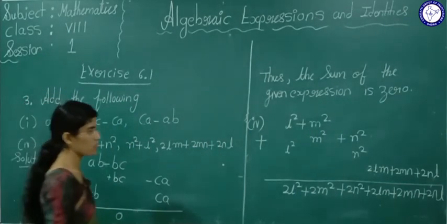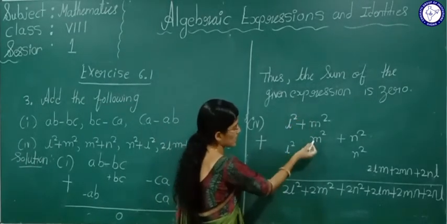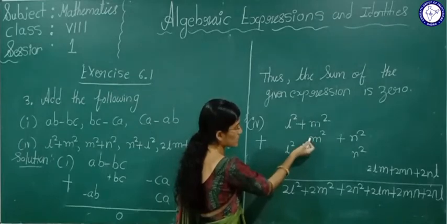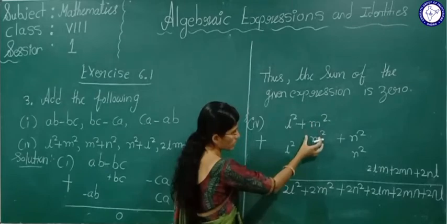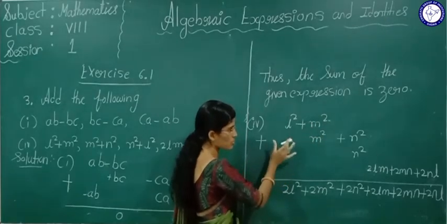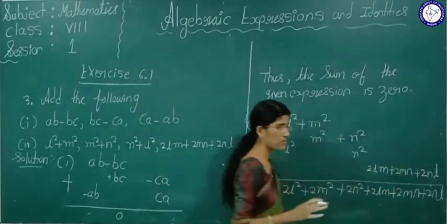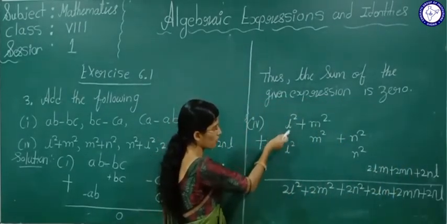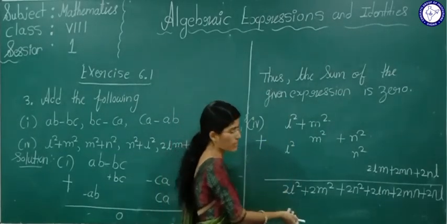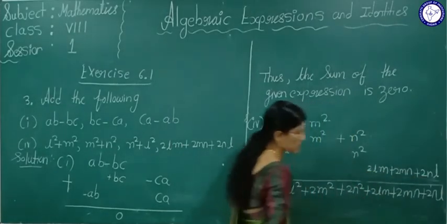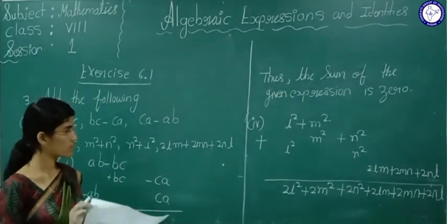Now see students, don't get confused. This is the first algebraic expression they are given, okay. The second algebraic expression, you have to write in such a way that the like term should be in one column, say M square, M square. Whichever the terms are not like, you just keep it as separate, okay. We are performing only the operation for like term. See, L square plus L square is 2L square. We kept this term as it is, okay. So this is about the fourth one.